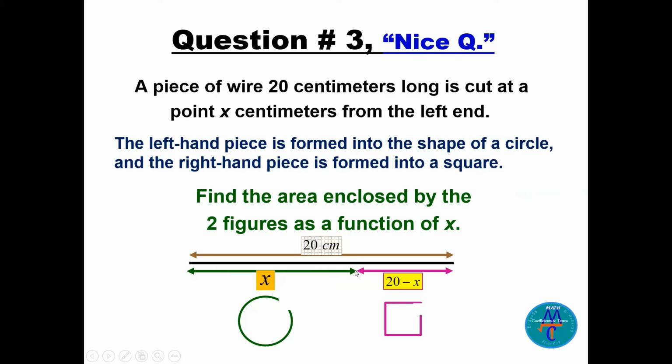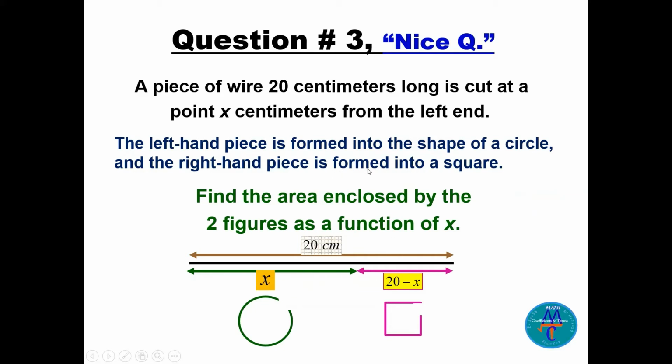You see, we make a cut here from the left end. Now, the left-hand piece, this green piece here, is formed into the shape of a circle. So we make a circle. You see, this is green, pink, and this is pink.